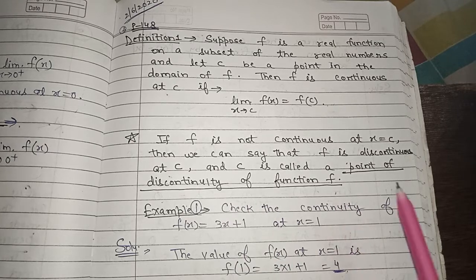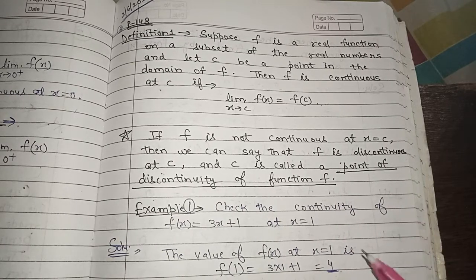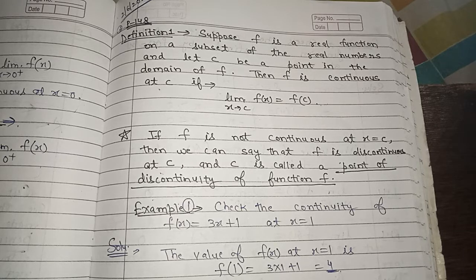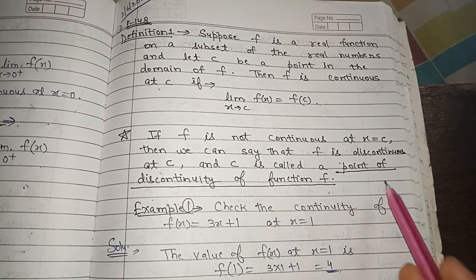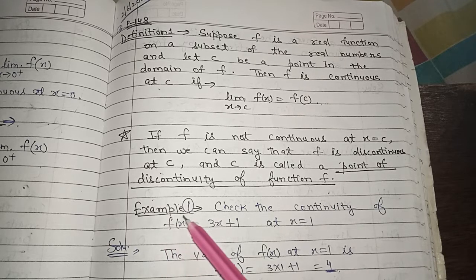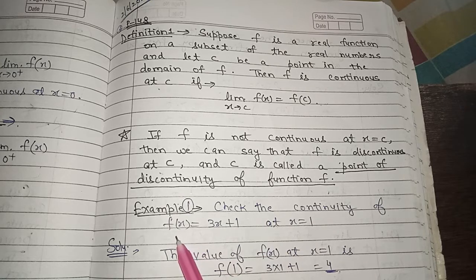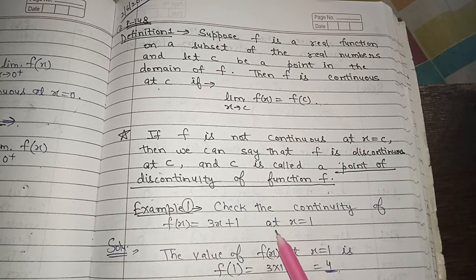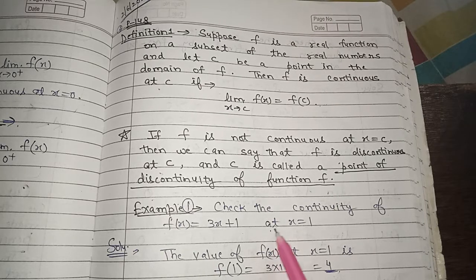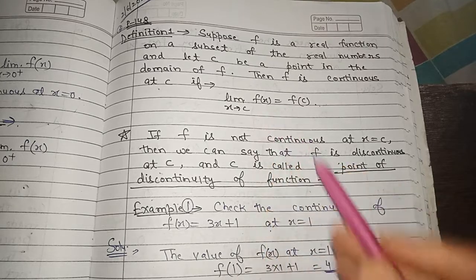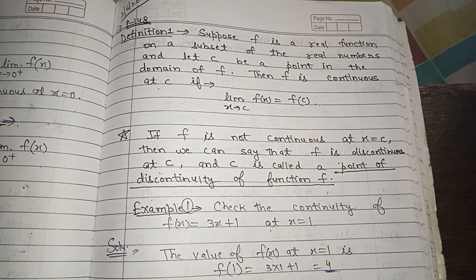Many times the question comes: check the point of continuity or find the point of discontinuity of the given function. So here we can find out like this. Let's just see one example over here. Here we have to check the continuity of the function f(x) is equal to 3x plus 1. This is the given function, and this has to be checked at x is equal to 1. So the value of c here is x is equal to 1.